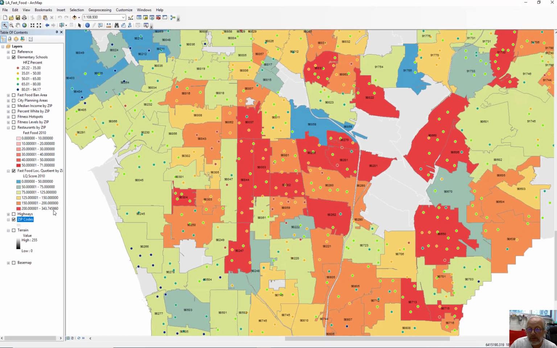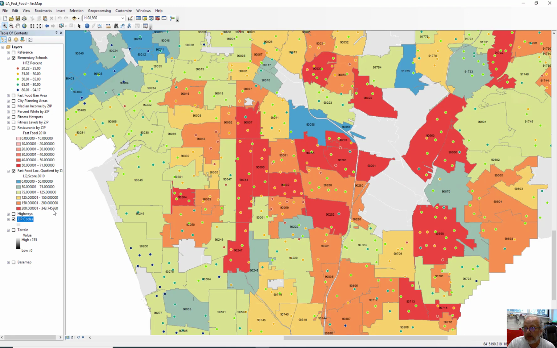All right, so now that you know what location quotient is, answer a question about location quotient, and then answer some questions about the location quotient or fast food density in the fast food ban area. I'm going to turn that back on here, and then once again, up in the corner of this map on the west side and Santa Monica areas. At this point, you can pause the video, and that's the end of this part 2 video.